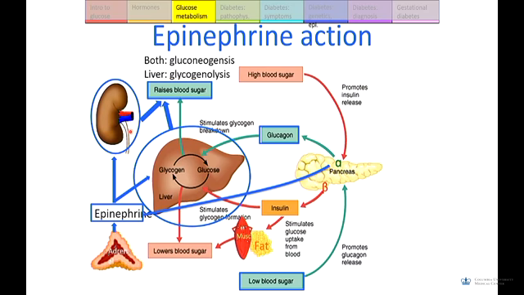So epinephrine, we said we have increased sympathetic activation in the starved and fasting states. Epinephrine works on both the kidney and the liver, and it raises blood sugar by increasing gluconeogenesis and helps with liver glycogenolysis too. And we also have epinephrine feedback to the pancreatic alpha cell to release more glucagon, kind of a little positive feedback there.